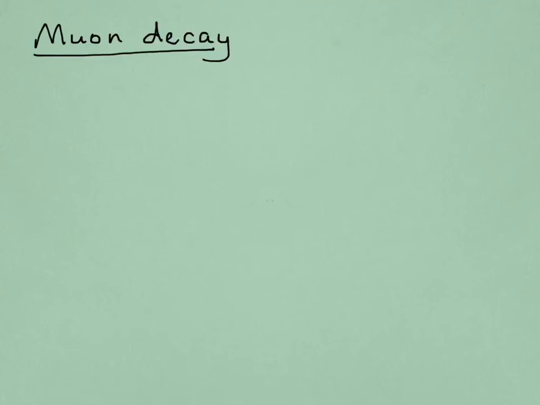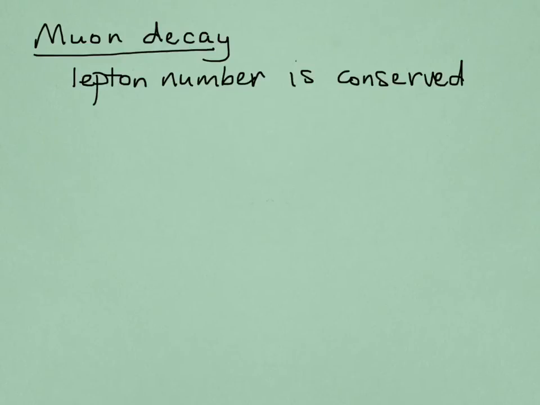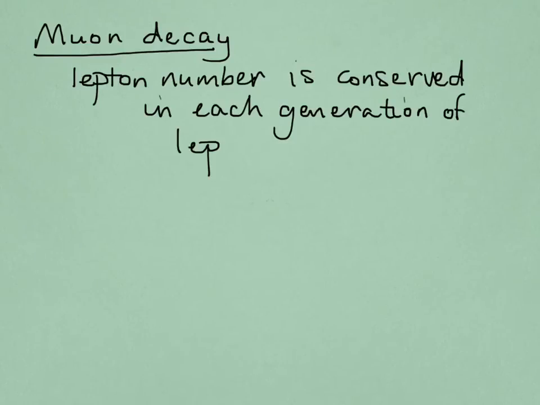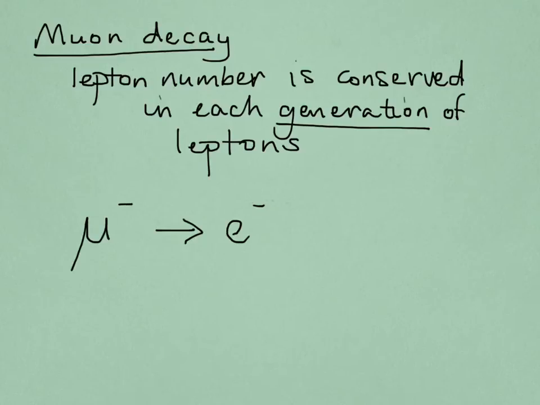Making things slightly more complicated, it turns out that the generations of leptons need to be tallied separately. So, for example, with muon decay, remember muons are the heavy electrons that decay up in the upper atmosphere and, of course, in particle accelerators. So for muon decay, we've got to remember that the lepton number is conserved in each generation of leptons. So we start off with a muon decaying into an electron. And if we count the lepton numbers, but we're going to be a bit more specific.